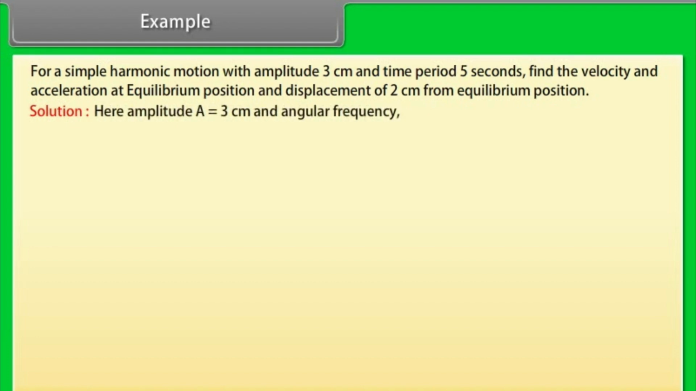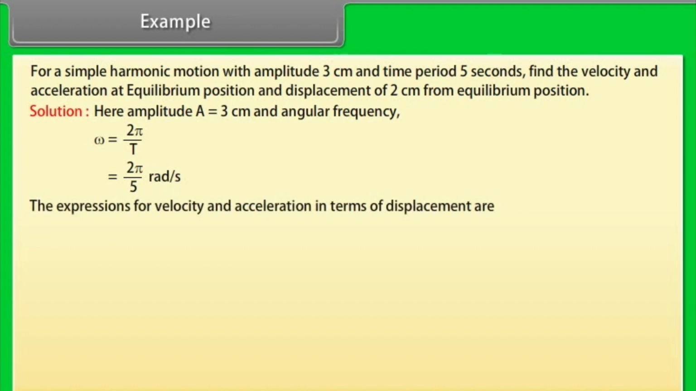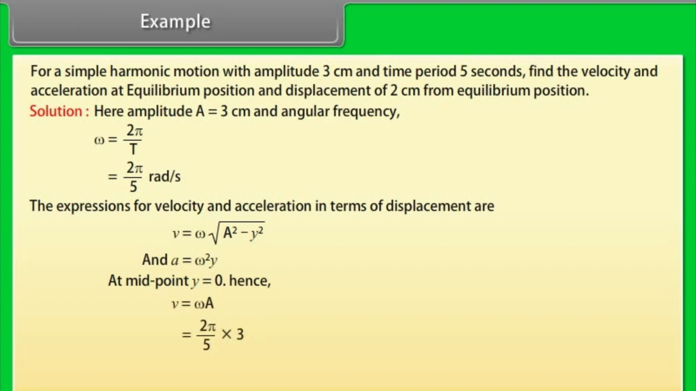Here, amplitude A is equal to 3 cm and angular frequency omega is equal to 2 pi upon T is equal to 2 pi upon 5 radian per second. The expressions for velocity and acceleration in terms of displacement are v is equal to omega under root of A square minus y square and a is equal to omega square y. At midpoint y is equal to 0. Hence, v is equal to omega A is equal to 3.77 centimeter per second and a is equal to 0.